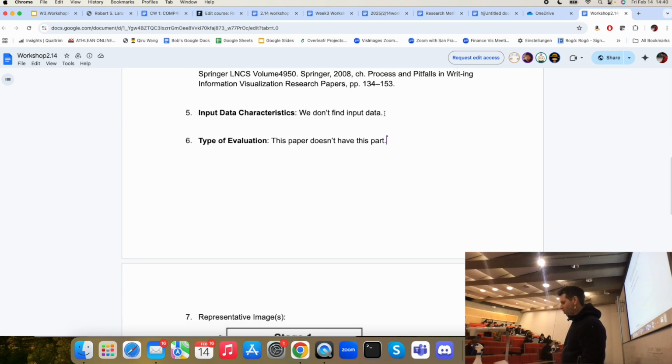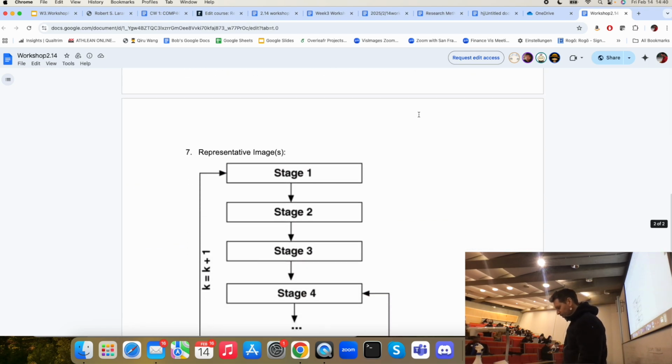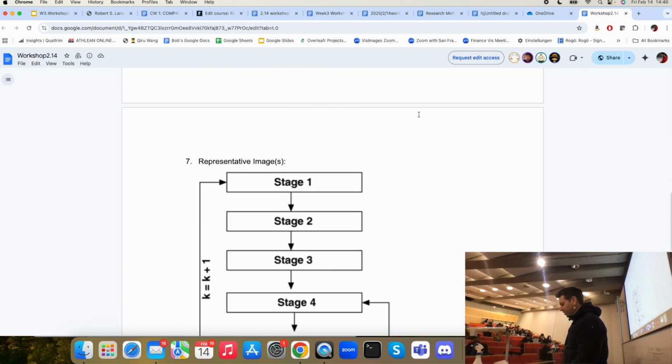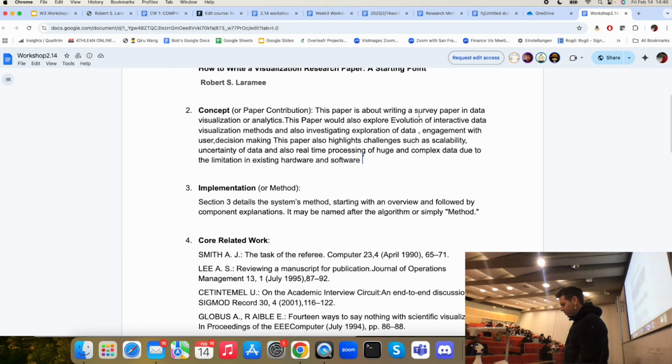So there is no input data. This is not applicable in this case because this is a tutorial paper. It's a tutorial. And the same with the evaluation. It's a tutorial. The only evaluation this went through was the peer review process. So it went through a peer review process by a team of experts to say, is this thing worth publishing or not? Yep, that's a good representative image, yes. But this is not a traditional research paper, it's an untraditional one.